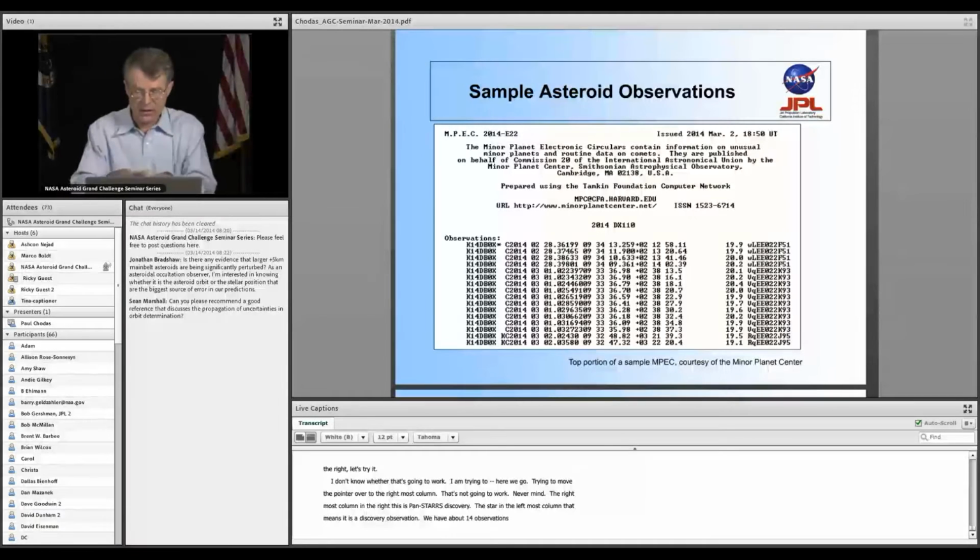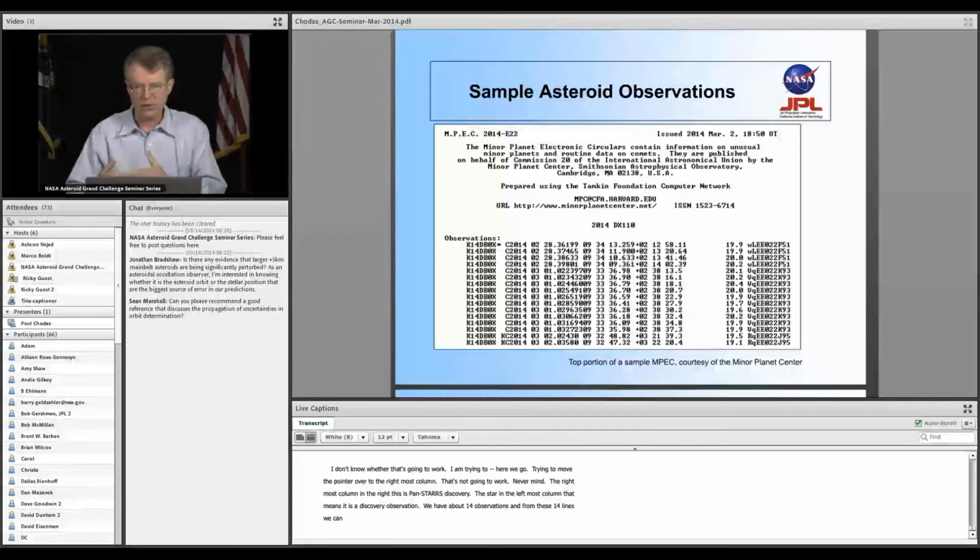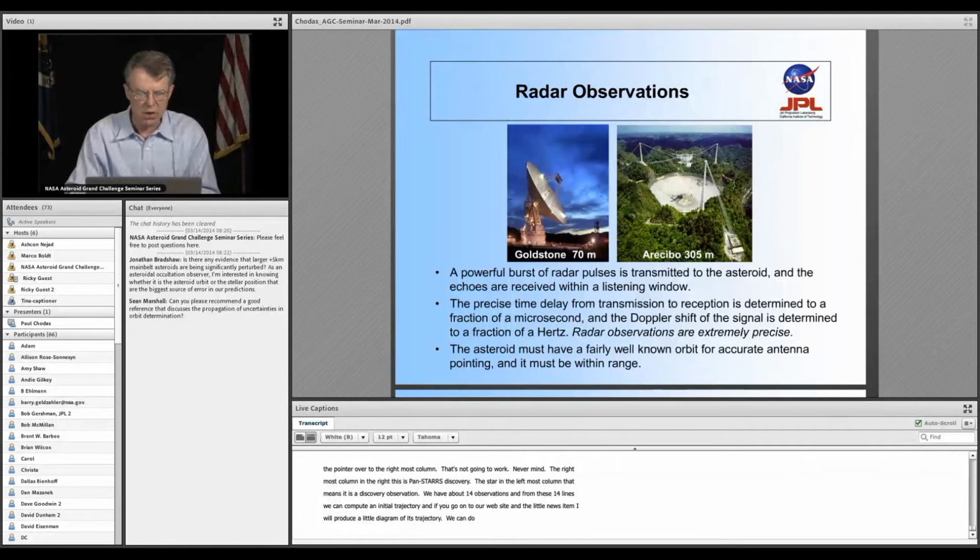And from these 14 lines, we can compute an initial trajectory. And if you go onto our website, and the little news item, I will produce a little diagram of its trajectory. So we can do all the orbit determination we need from an initial set as small as that.